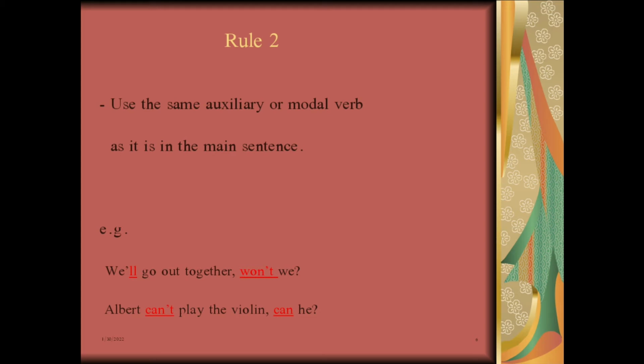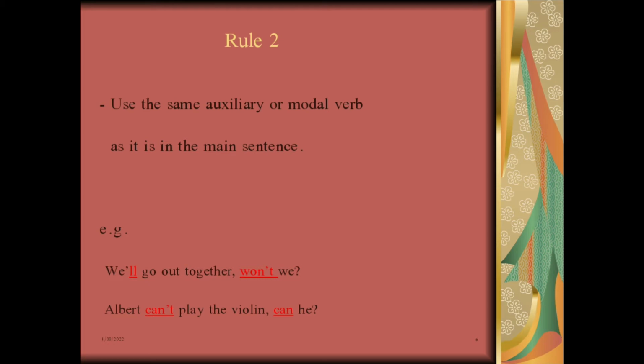For example, we'll go out together. Here, the main sentence, we have the subject we and the modal verb will. Apostrophe LL is the abbreviation of will. So when we make the tag question, we put it in negative. Will will be won't, and after that we put the personal pronoun in the same person as the subject. And the subject here is we. So it will be won't we.